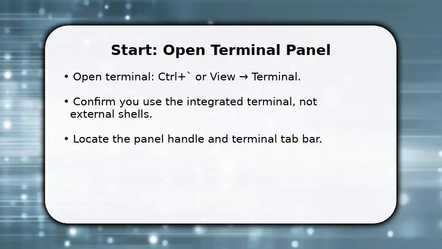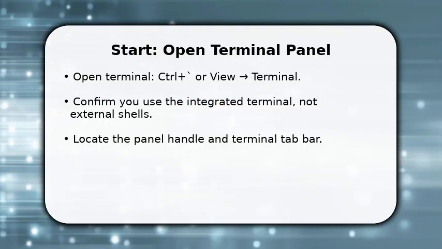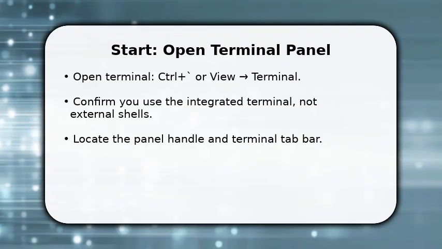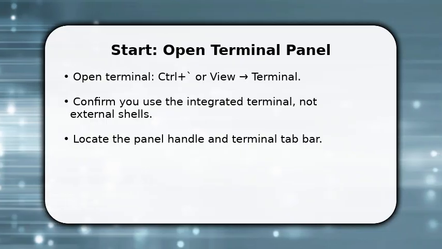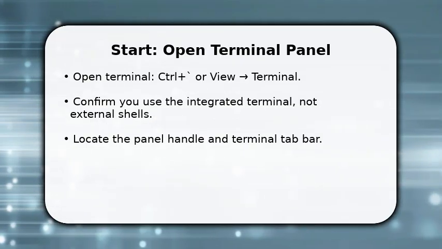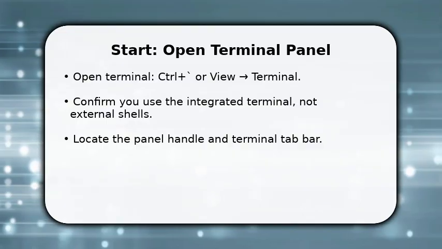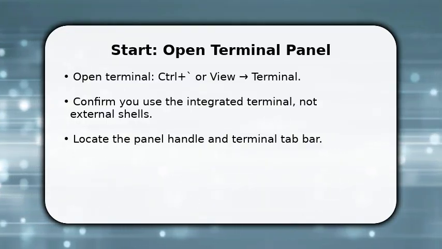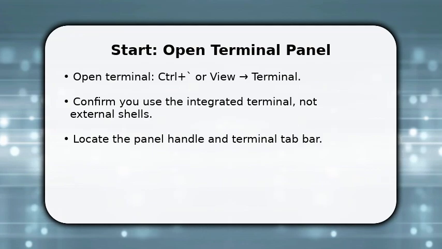Enjoy the video. You are starting immediately. Press Ctrl+` or choose View then Terminal to show the integrated terminal. Once visible, make sure the terminal is the integrated panel and not an external window, because only the integrated terminal can change panel position. Now focus on the panel header and the terminal tab area. These controls let you move the panel or drag terminals into editor groups. Make sure you see the panel toolbar icons before proceeding to position change.